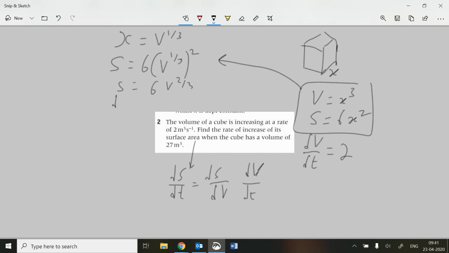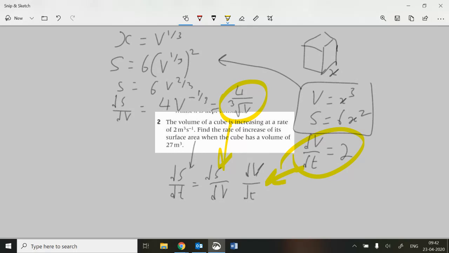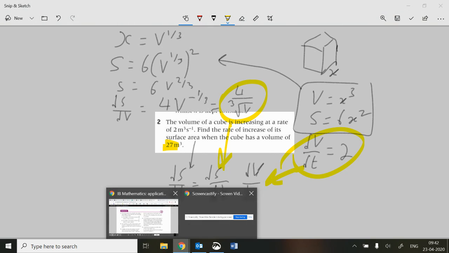And now we can do dS/dV. So if we multiply by the 2/3, we're going to get 4. And then we're going to reduce our power by 1, and that's going to become to the minus a third. Or if you like, you could write that as 4 over the cube root of V. At that stage, we're pretty much done with this question, really, because we can then substitute dS/dV into here, dV/dt into here, and we can answer the question by substituting in V equal to 27. Okay, I'm going to do the next couple of questions in the next video, just to split it up a bit for you.